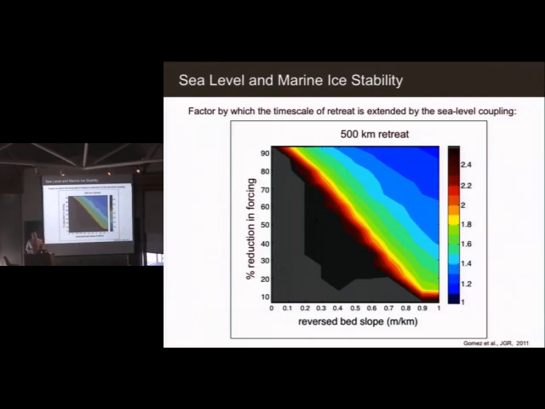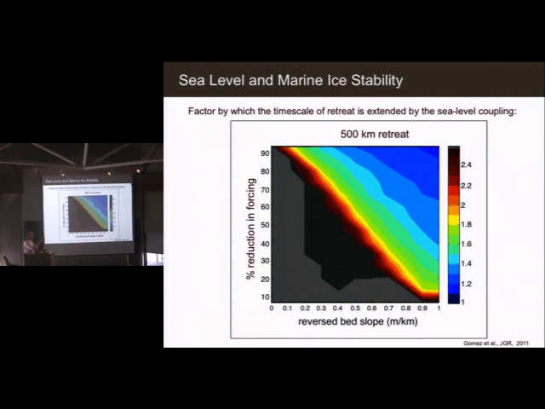Okay, this is a diagram that she put together just to summarize a bunch of these 1D runs. What she's done is she's plotted against reverse bed slope here and the reduction in the forcing. So by what extent did she remove this sidewall friction, right? From 0 to 100%. And what this is, it's a bit complicated, but it is the factor over which you increase the time scale of the collapse to 500 kilometers, right, by incorporating the coupling, right?